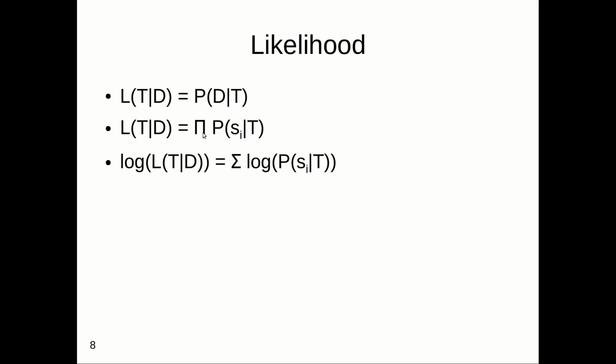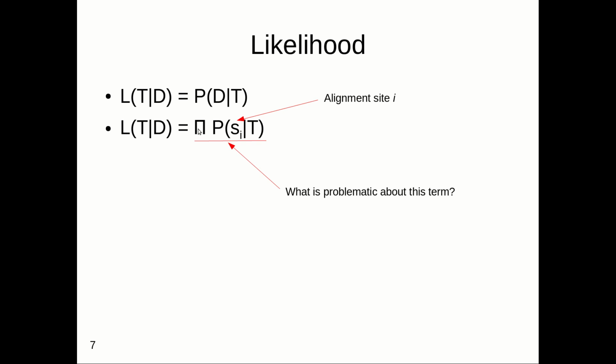The answer simply is that what is problematic about this term is that we're potentially multiplying a very large number of probabilities with each other. So assume an alignment of 100 million sites or something like that. Then the values returned in this product will become smaller and smaller, and get closer and closer to zero. And this is a numerical issue because we cannot represent such very, very small numbers on a computer. So we risk experiencing numerical underflow.